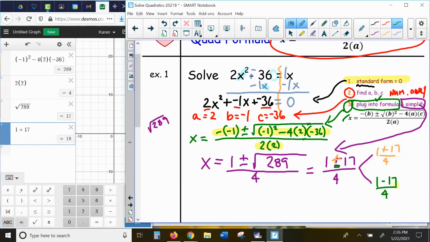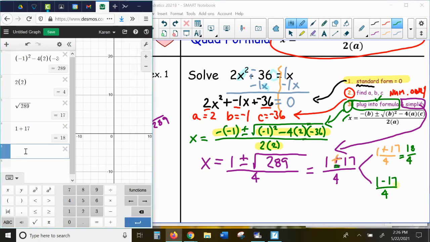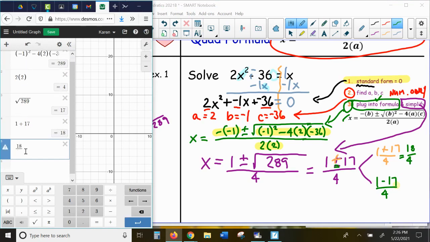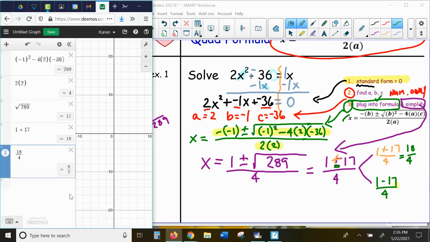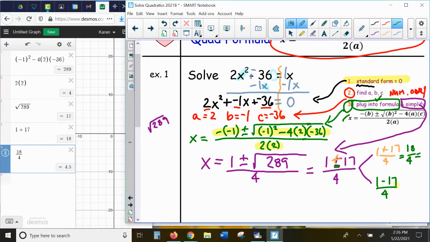So 1 plus 17 is 18 over 4. We can have the decimal 4.5, or if we wanted it as a fraction answer, we could have 9 over 2, whichever one you like more. I'm just going to put 4.5. So this equals 4.5.